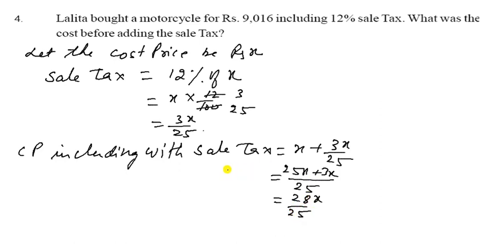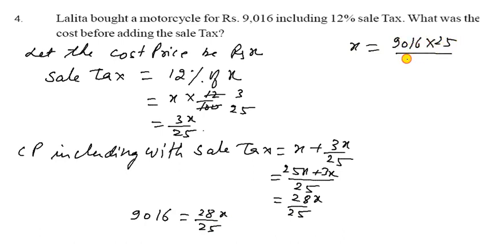28x upon 25. And it is given as 9016 according to this question. So it is 28x upon 25. Now calculate the x. So x is equal to 9016 into 25 divided by 28. So what will happen in this?